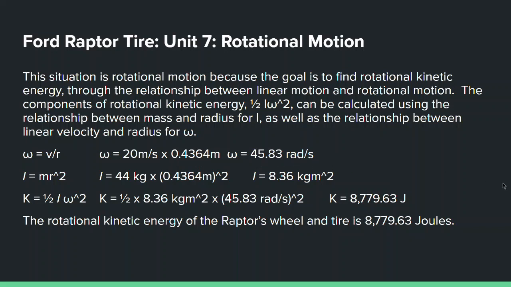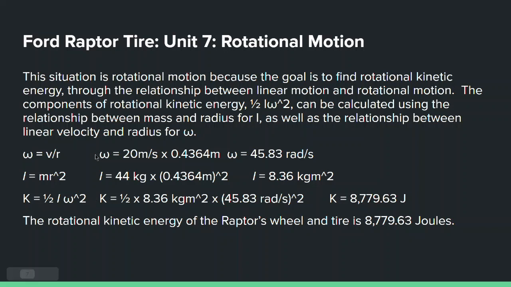45.83 radians per second. Just to note, the equation with omega equals velocity divided by radius, it's supposed to say 20 meters per second divided by 0.4364 meters. The multiplication sign is an error. And then we can find the moment of inertia of the wheel and tire by taking the mass, which we know is 44 kilograms, and multiplying it by the radius squared. So we get 8.36 kilograms times meters squared.